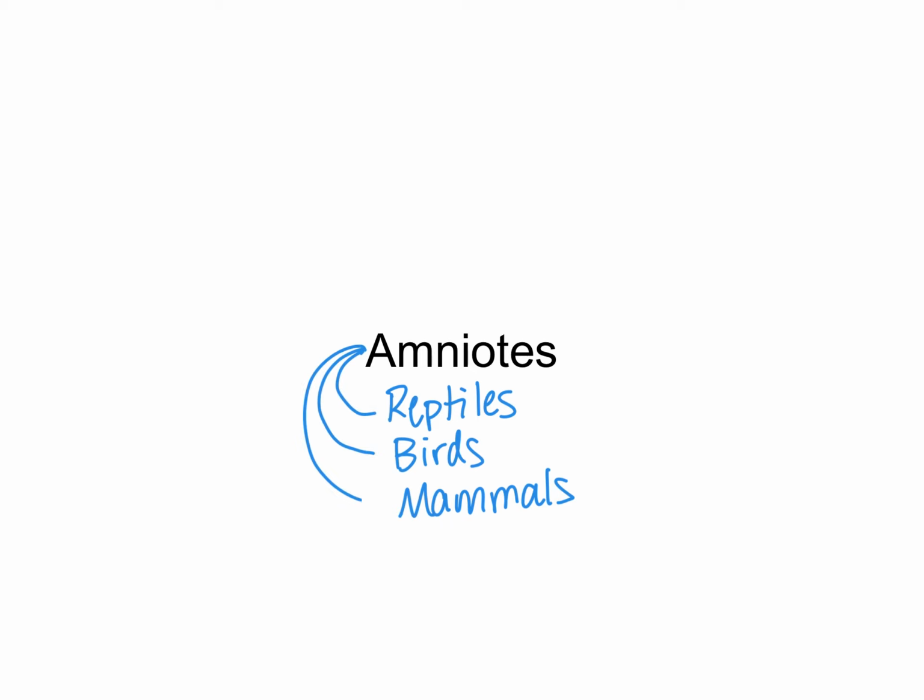In this video, we are going to introduce the concept of amniotes, and amniotes include a couple of different types of animals. It includes reptiles, birds, and mammals. So in this video, we're going to focus on what the characteristics of amniotes are, and then in other videos, we are going to focus in more on these different types of amniotes.